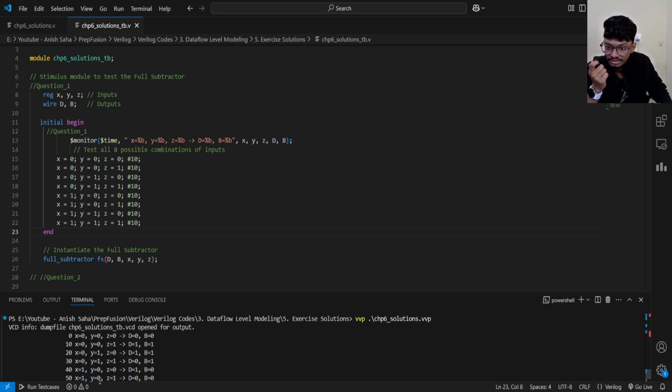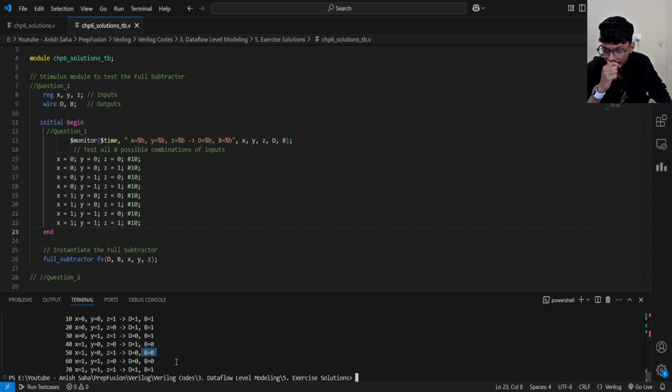Again it is 1 minus 0 minus 1. So it basically boils down to 1 minus 1, that is, the difference is 0 and borrow is 0 again. Now if x and y are both 1, it will be 0 and borrow again. If everything is 1, the difference will be 1, because 1 minus 1 will be 0, then again I have to subtract another 1. So again 2 minus 1 will be 1, the difference will be 1 and borrow will be 1. Okay, so that was the solution for the first question.